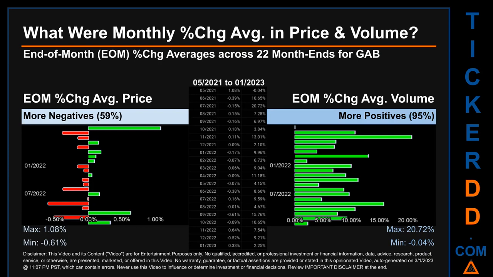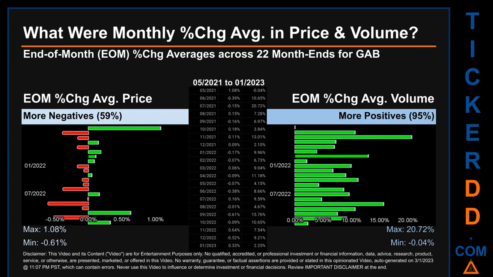What were end-of-month percentage change averages in price and volume for GAB? The monthly average of percentage change, in price and in volume, were calculated for each of the 22 month ends. That calculation took daily percentage changes and averaged them for each given month. If a month end came out negative, then it means that the month summarily saw a negative change. From 05/2021 to 01/2023, out of 22 month ends, 13 had a negative percentage change in average price. Meaning 59% of month ends saw a negative percentage change in average price.